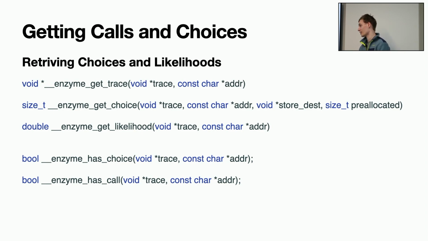And to check that there is actually a choice which we can draw from the conditioned trace, we also have functions to tell us that. So if we have a conditioning trace which does not contain a sample for our address x, we choose to do a proper sample instead of relying on the conditioning trace.